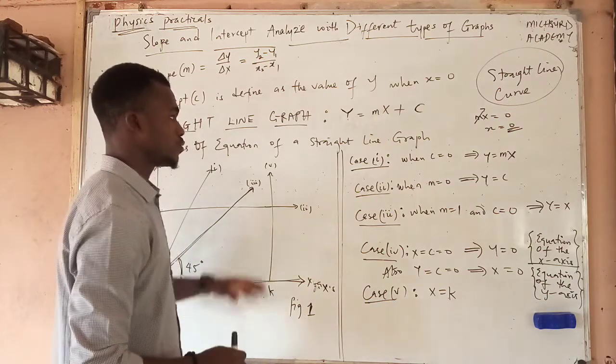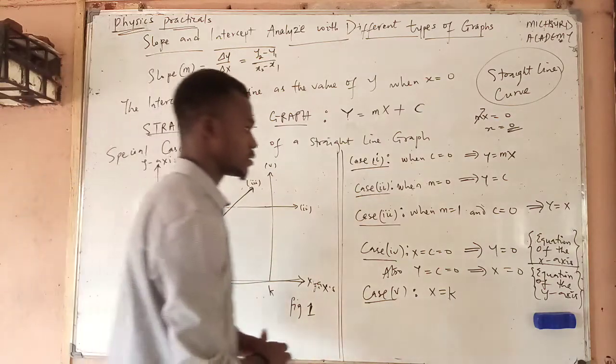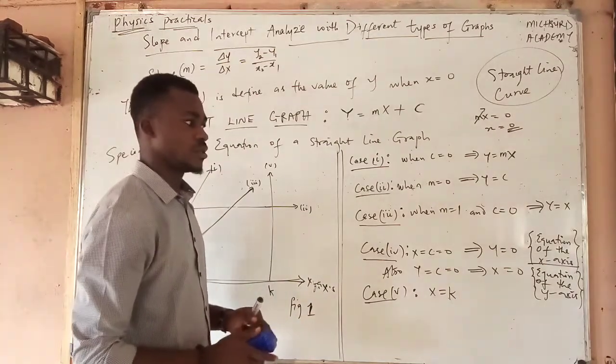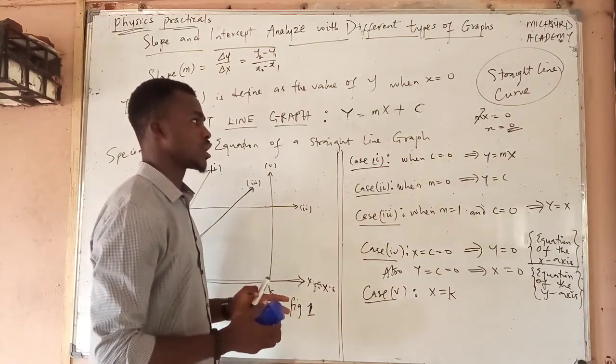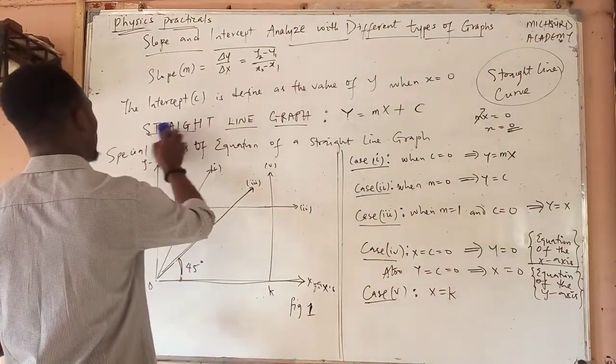This gives us the fifth case here, that is x equal to k. So that's it. Now we are going to also look at how we can calculate the intercept, okay? Using this equation, we can also calculate the intercept. Now let's look at an example.